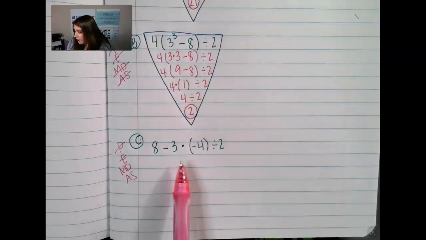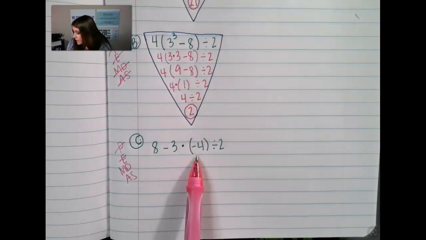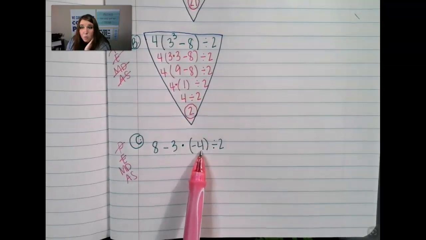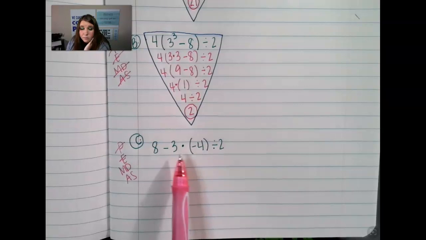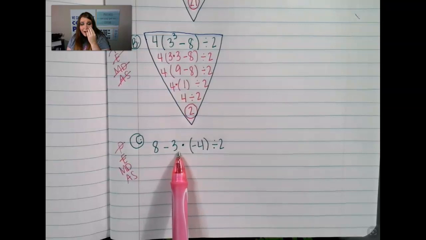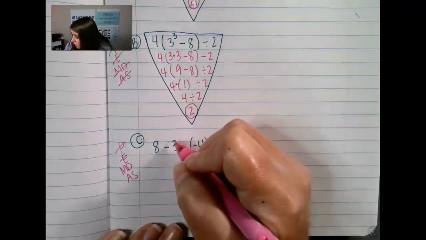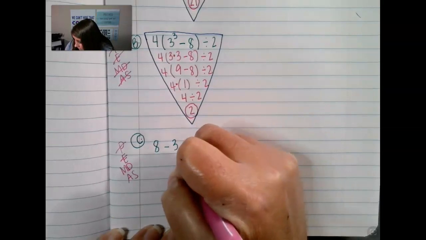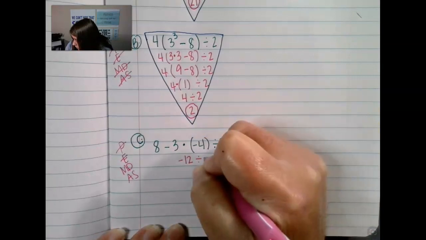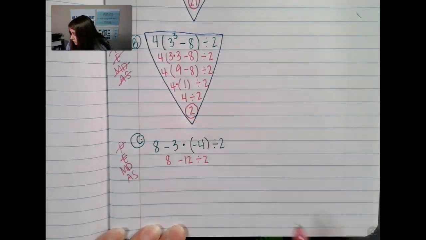But we do have a 3 times a negative 4. So this says that I have 3 groups of negative 4. Well, I know from my rules, or I can draw it out with chips, that if I had 3 groups of negative 4, that means that I had negative 4, negative 4, negative 4. So 4, 8, and 12. So that tells me that I have negative 12. So I know that 3 times negative 4 is a negative 12. I'm then going to keep writing down the rest of the problem.